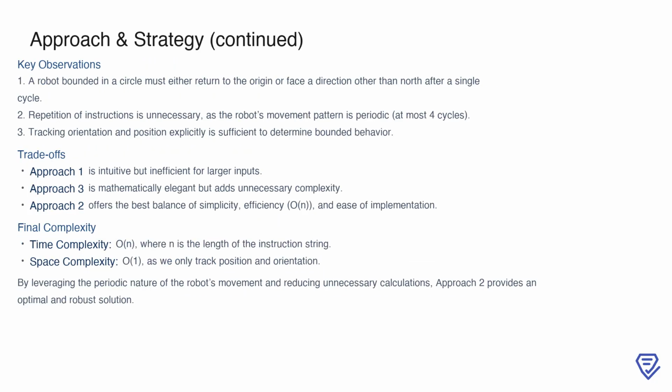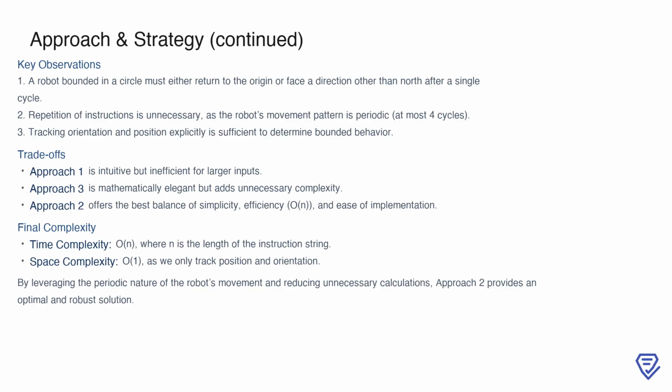The key to solving this problem lies in a few observations. First, for a robot to be bounded in a circle, it must either return to the origin or end up facing a direction other than north after completing one cycle of instructions. This is because the robot's movement pattern is inherently periodic, repeating at most every 4 cycles. Therefore, it is sufficient to analyze its behavior over a single cycle to determine boundedness. By explicitly tracking both position and orientation, we can reliably decide whether the robot is bounded.